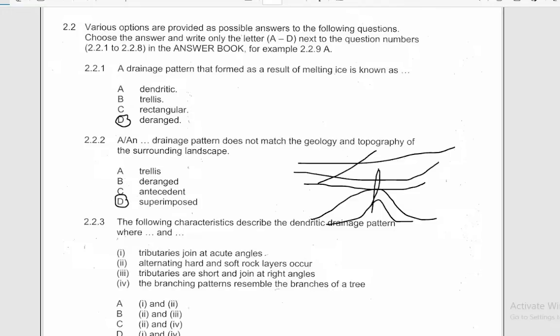Then we have antecedents. This is a system that existed before the current landscape was formed. The river was there, the landscape was not having that shape. Maybe later on there was isostatic uplift, or maybe there was a folding that took place, and that river maintained its course. It means now the river is older compared to the landscape. Superimposition, the landscape is older than the river.